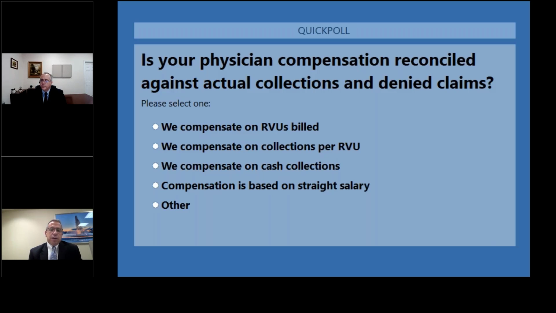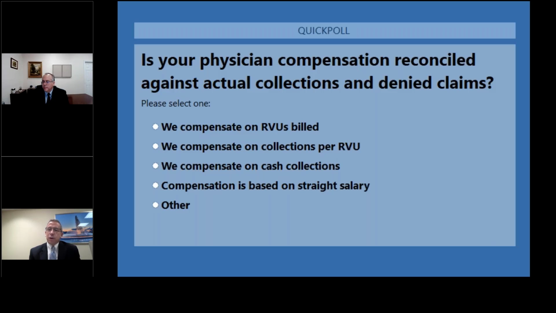So again, of the answers here, we compensate on RVUs billed, and that's it. Once the claim is generated, the RVU goes in and the physicians get paid. We compensate on collections per RVU, which many organizations are moving towards. That again helps the physicians become a little accountable to their process, to the charge capture, to their documentation and coding. We compensate on cash collections, or we compensate on a basis of straight salary.